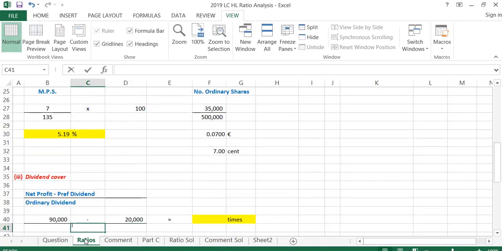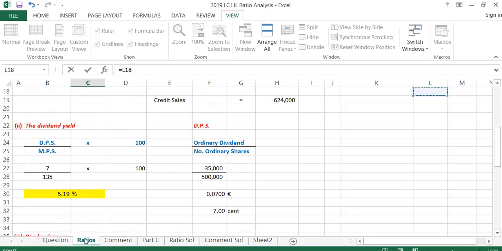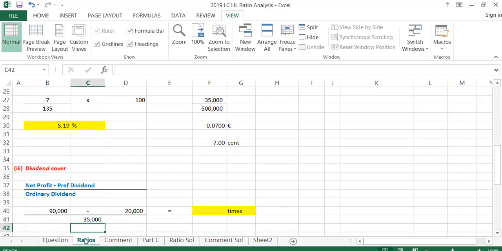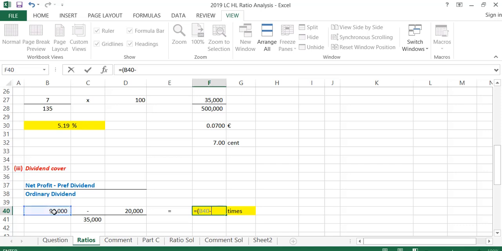And that's going to be over my ordinary dividend, which I have also calculated up here, 35,000. And that's why it's so important to split out those dividends correctly. So this is going to be 90 minus 20 divided by 35. So the dividend cover works out to be 2 times evenly.